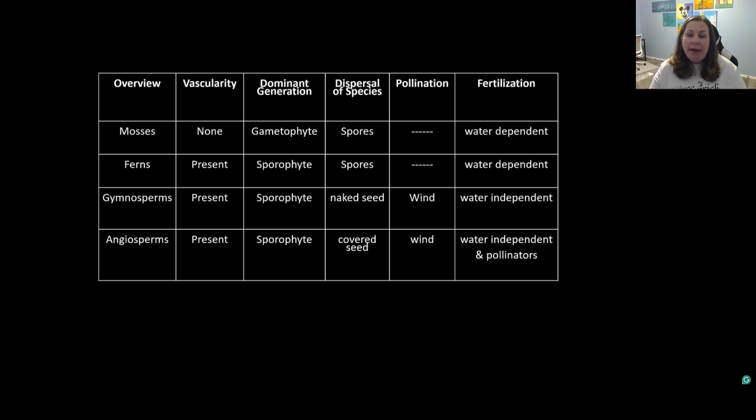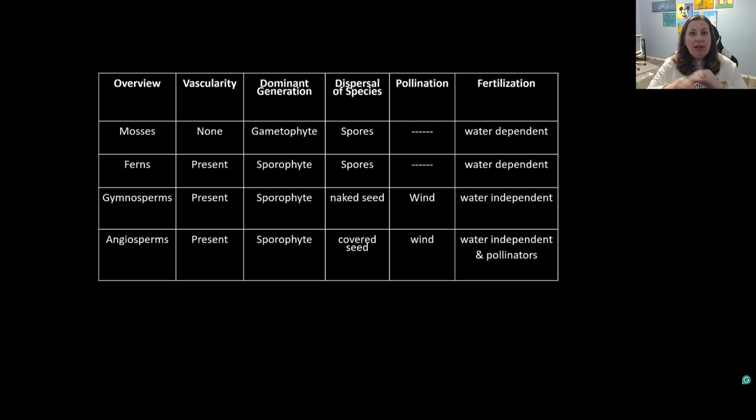What is their dominant generation? Their dominant generation is the gametophyte. How do they disperse their species? How do we get more moss? Well, they do this through spores. Do they have actual pollination? No, because they do not create pollen. And their fertilization is water dependent. They have to have water.